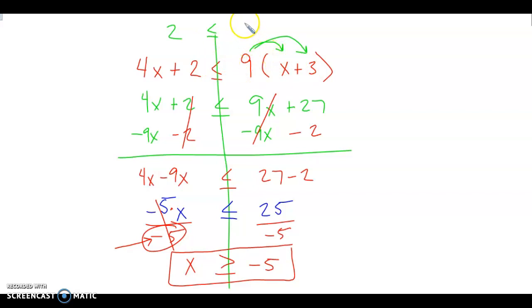3 times 9 is 27. Is 2 less than or equal to 27? Yeah, 2 is definitely less than 27.